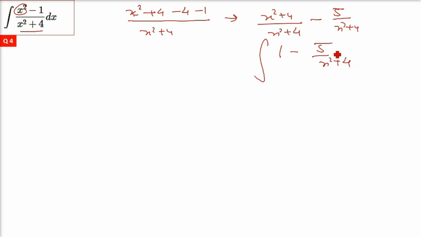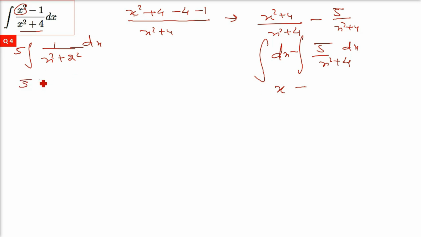Now we have to integrate them. dx, sorry. So with this dx integration will be x only. This 5 by x square plus 4. So I am doing this 5 by x square plus 4 right now. 5 I am taking outside. x square plus 4 I am writing as x square plus 2 square. Now we have, in the previous question we have seen 1 by x square plus a square. There is a direct relation, direct solution.